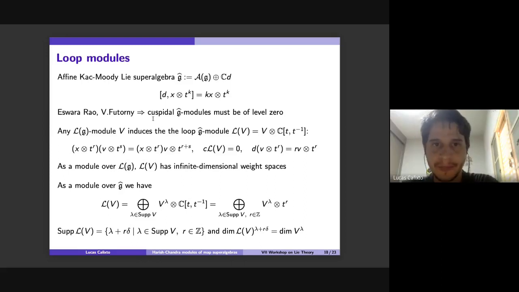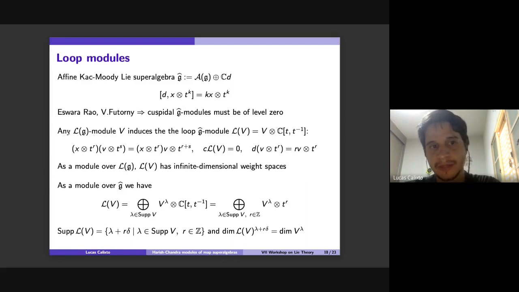Okay, so they prove that any cuspidal G-hat module must be of level 0. Level 0 means that the little c will act trivially, right? And so what I want to do here in this last 5 minutes is to construct a family of cuspidal modules over G-hat using the modules we have for the loop superalgebra case.